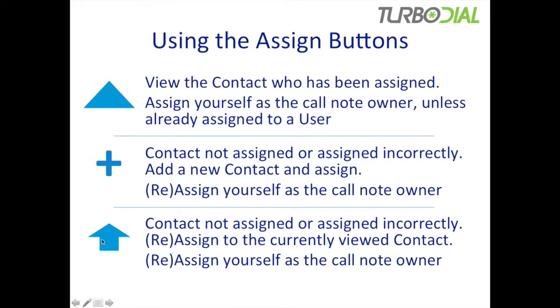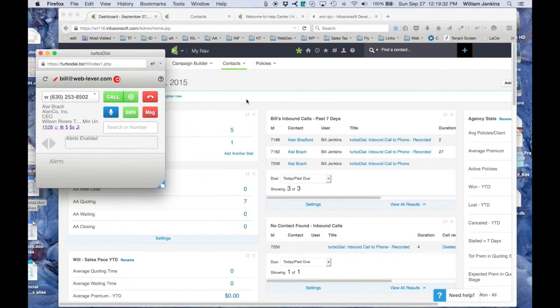And then the third button is the upward arrow. This is again where the contact is not assigned or was assigned incorrectly, but it can be assigned to someone who is already in your Infusionsoft account. So you can simply move turboDial to view that person who's in your Infusionsoft account, and then click this button and it'll reassign this call to that person you're currently viewing. And it also, of course, reassigns you as the call note owner. So let's now go in and do a demonstration that goes through using these buttons. We'll also show you some dashboard reports that relate to this.